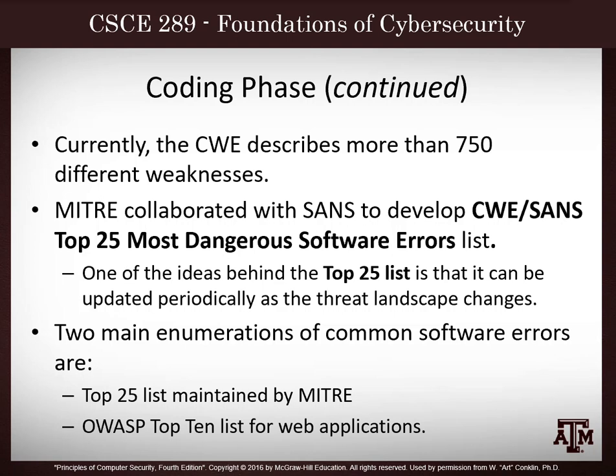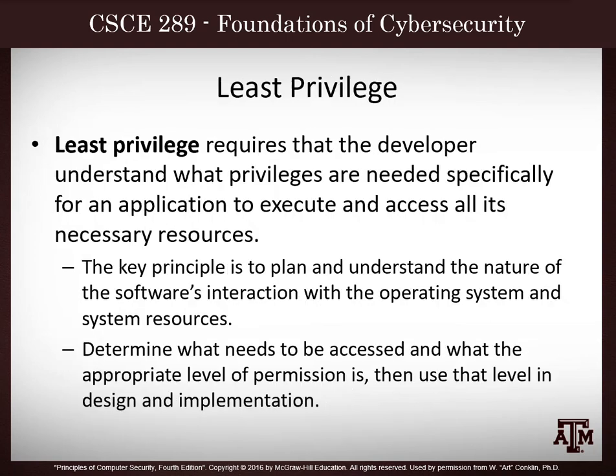So the CWE, I don't know, it says 750 now. The top 25, I'm going to shoot this in another video or add it to video 2. Remember our comment about least privilege. The developer must understand what privileges are needed specifically for an application to execute. So we talked about least privilege in our first lecture. Now we're saying this needs to be implemented and how it will be implemented. And it is at the software level.